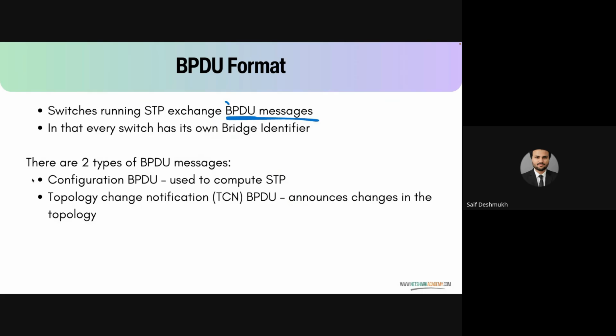The other one is a specialized use case, the topology change notification. Some kind of event occurred, and because of that, they use this second type of BPDU. Because these two types will dictate how the convergence of the spanning tree happens.